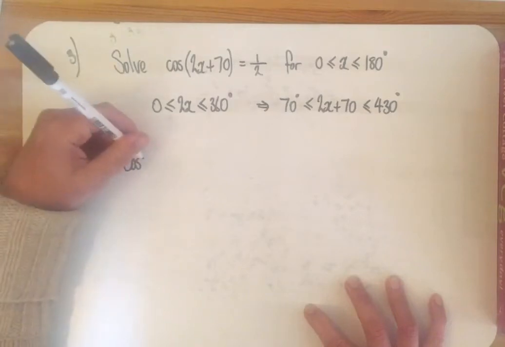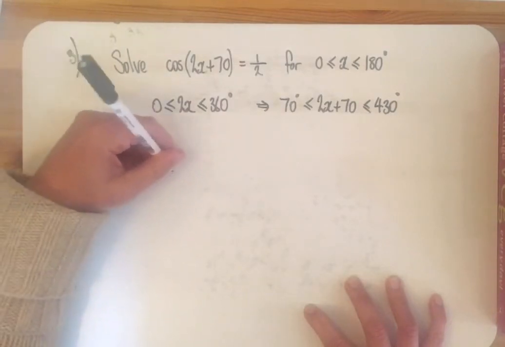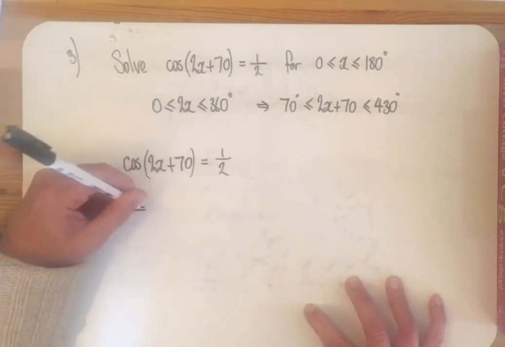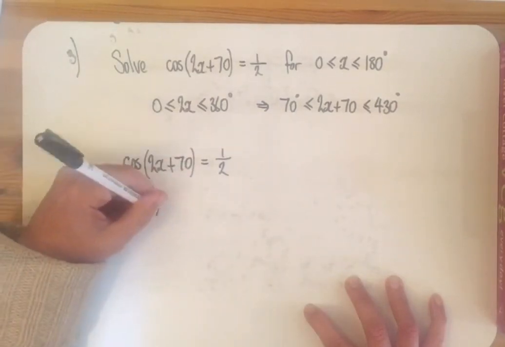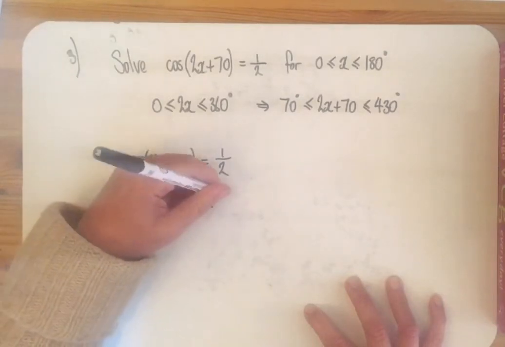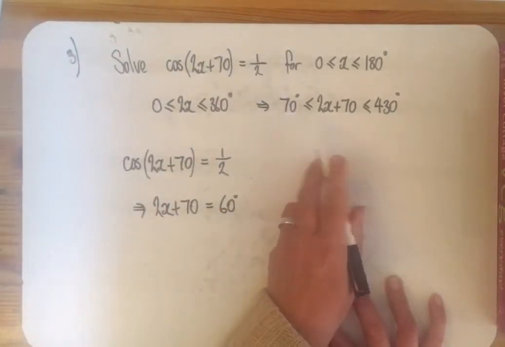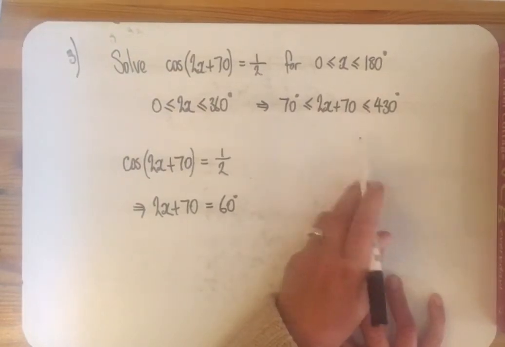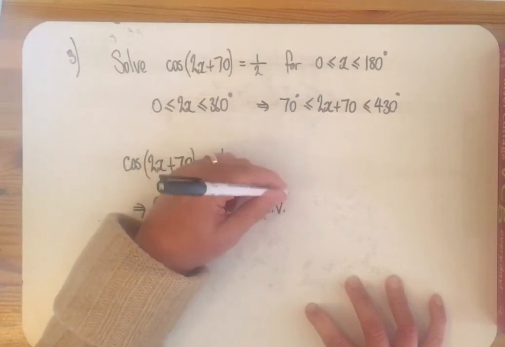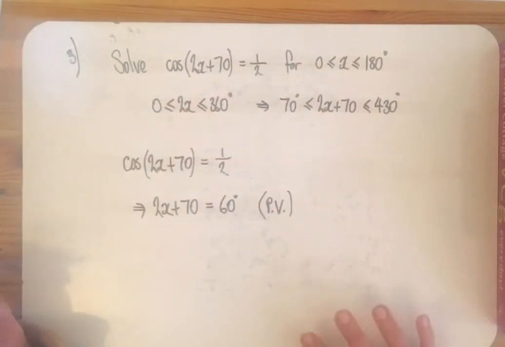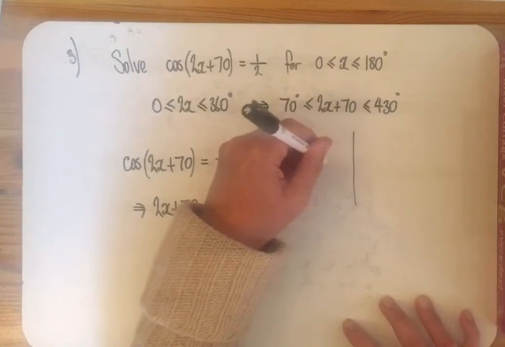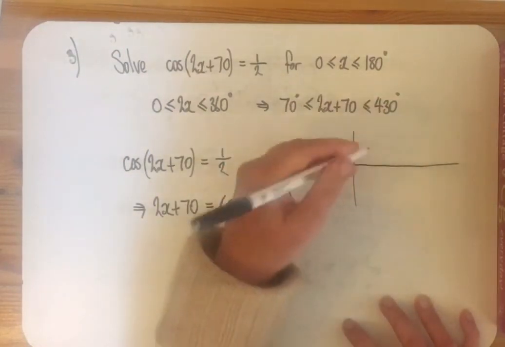So cos of 2x plus 70 equals a half. Undo the cos, shift cos half, that leaves you with 2x plus 70 equal to 60. But if you have a look, 60 is not between 70 and 430, so it's outside of the domain, and so in that case I normally just put PB on just to say it's my principal value, but it's not a useful one. And then you find the other solutions on the cos curve between 70 and 430.